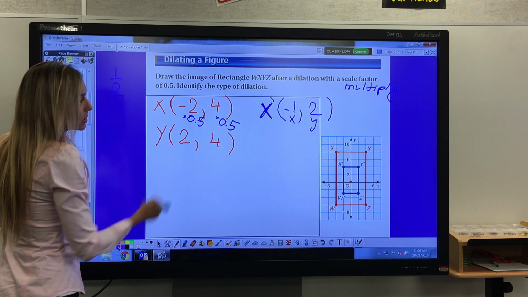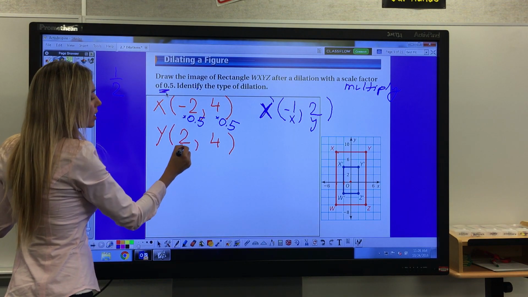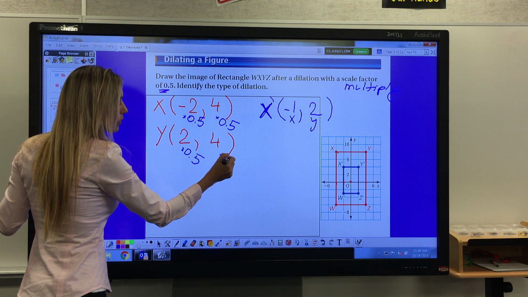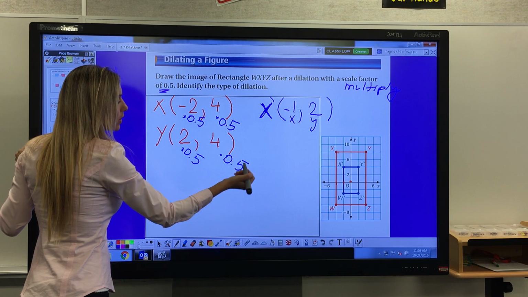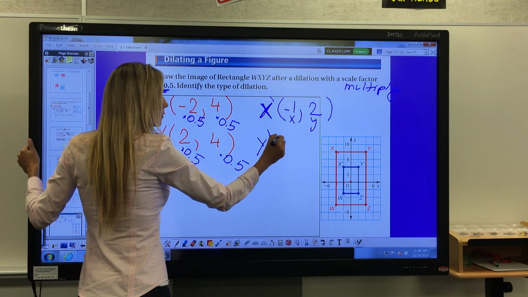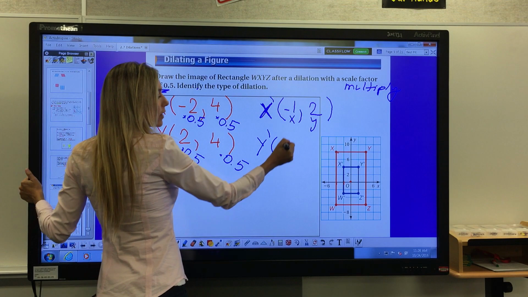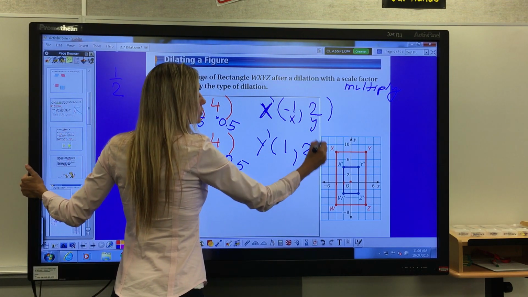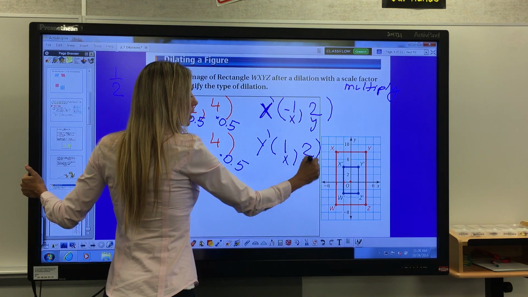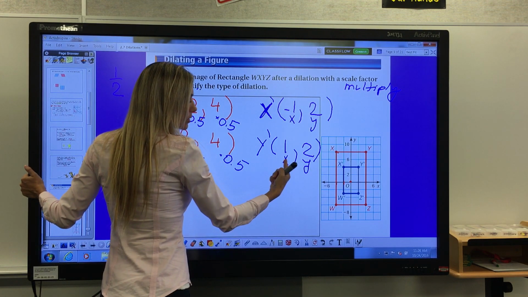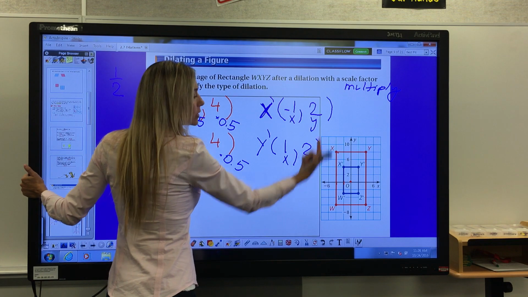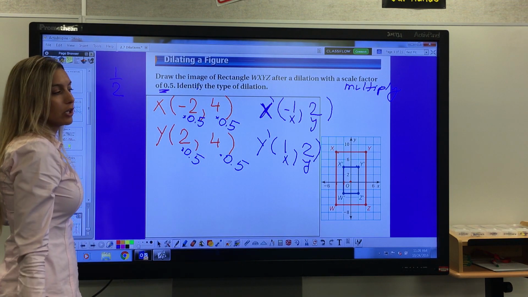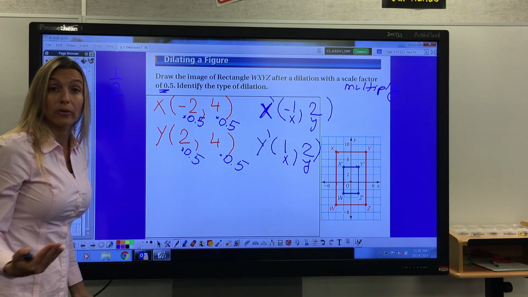Scale factor is 0.5. Multiply every single number you see, every coordinate, every vertex by 0.5. So y prime is 2 times 0.5 is positive 1, 4 times 0.5 is positive 2, and let's plot it, x and y, right? So 1 unit to the right on x-axis and 2 units up. 1 and 2, point y, right in there. So on and so forth.